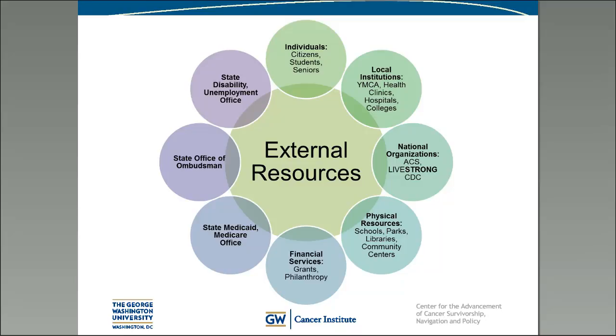A physical resource could include maybe your local library or your local recreation center, or maybe even a senior center, depending on what you're trying to accomplish. Financial resources, maybe there's the Avon Foundation or Susan G. Komen, or maybe there's a physician foundation. And then, again, the state offices might also be able to help.